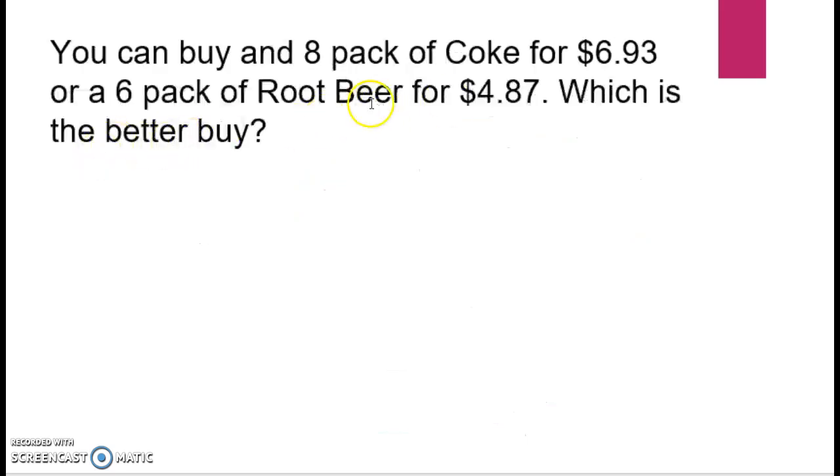All right, so here we have a better buy. So whenever we have a better buy, we need to first see what we have. 8-pack of Coke is $6.93. 6-pack of root beer is $4.87. I'm going to write those both as rates. Now, we talked in class about you can do this with the money on top if you're comparing, or you can actually do it the other way too, where you flip them. But if we're asking for a better buy, I'm going to put the money on top.